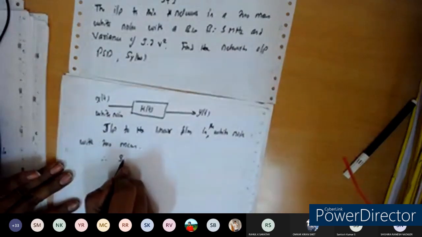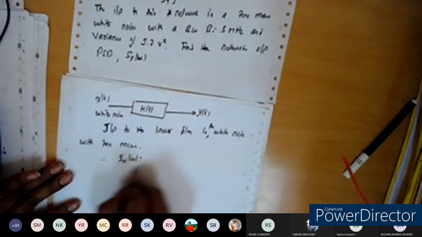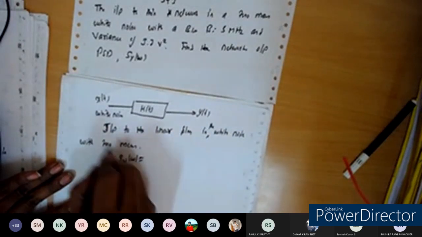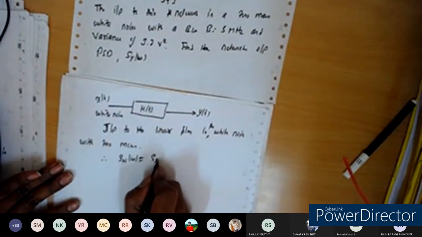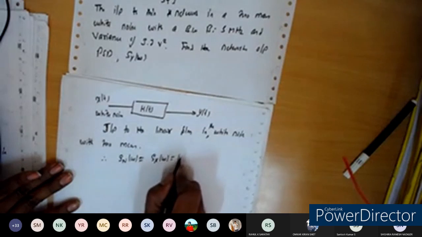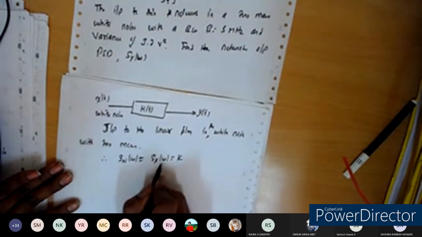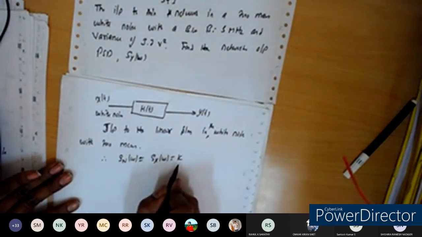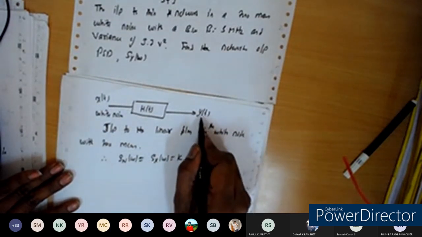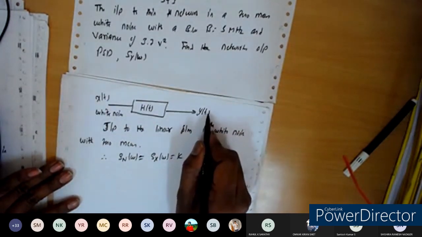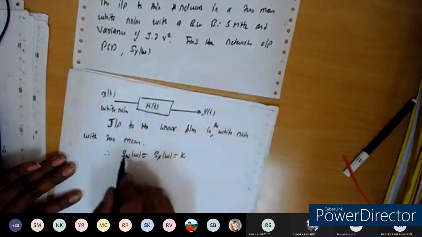Therefore, Sn of omega, the power spectral density of the noise, is equal to Sx of omega, and this will be equal to k, because we know that the power spectral density of the noise will be equal to the power spectral density of the input signal. So this will be equal to k. Why am I taking the power spectral density? Because in the problem they asked you to find the power spectral density of the output signal. That's why we are considering this.